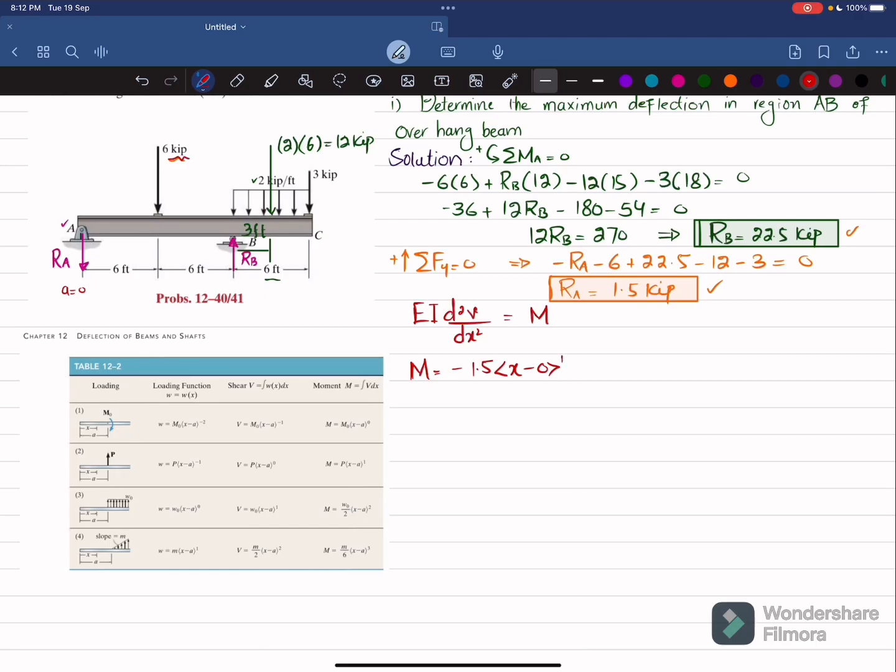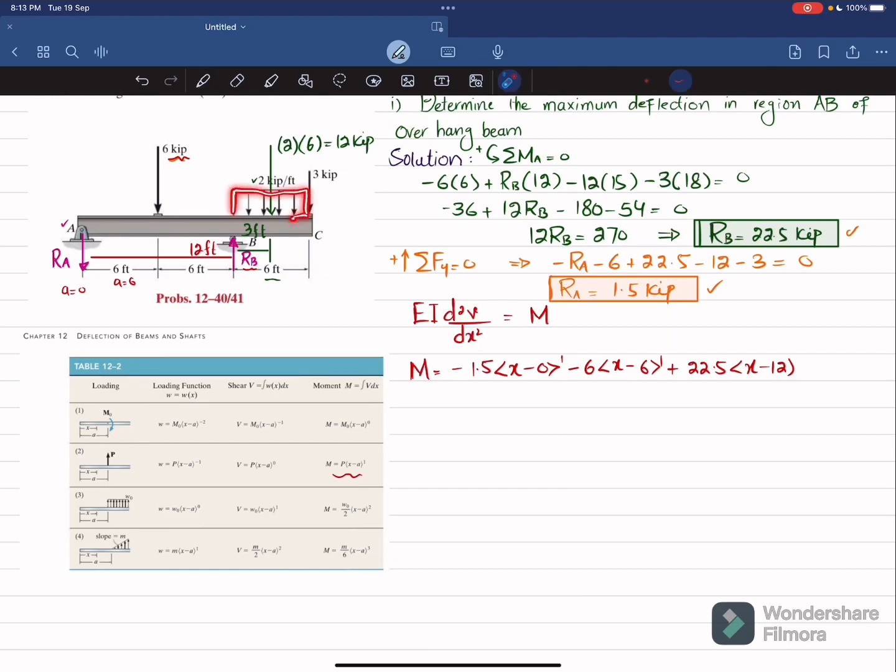The second load is this 6 kips load, and this is downward, so same, minus 6 into X minus A, where A is equal to 6. So X minus 6 power 1. The third load is RB, so it will be upward. It is upward, so it will be positive. Moment will be P, which will be replaced by RB, which is 22.5, into X minus A. So here A is now 6 plus 6, which is 12 feet. X minus 12. And there is a uniformly distributed load.